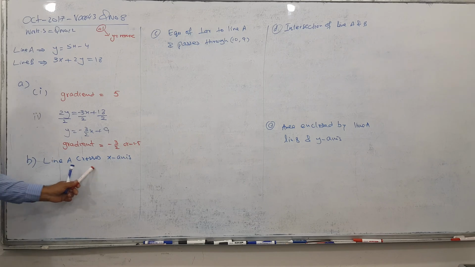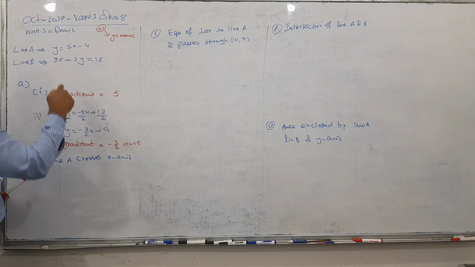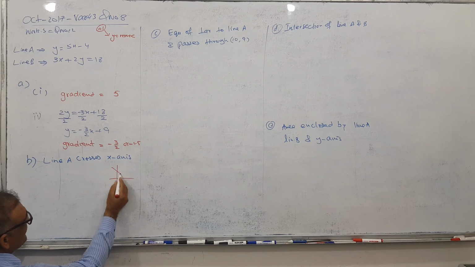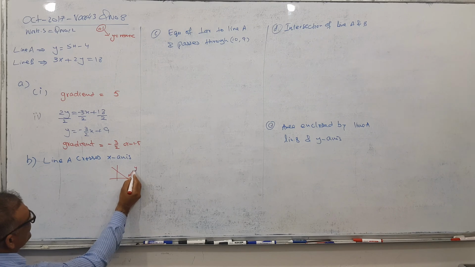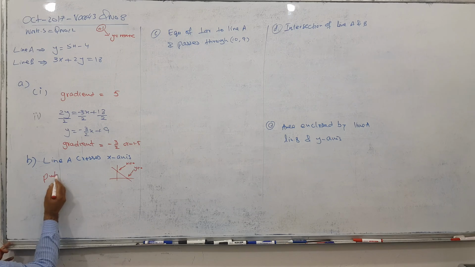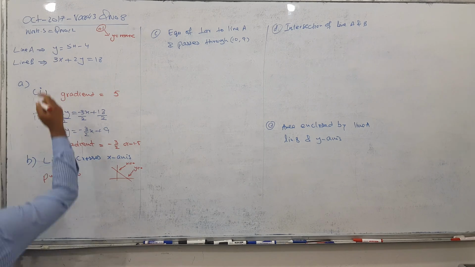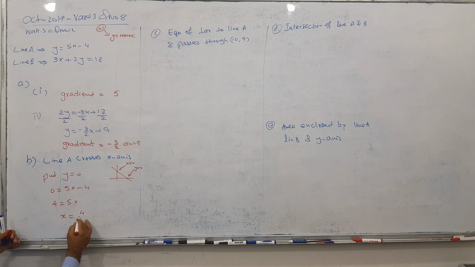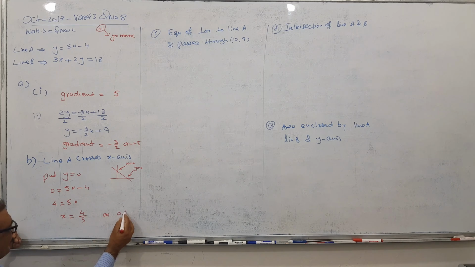Clear? Line A crosses the x-axis. All of you know, when a line crosses the x-axis, y is 0 at this point, and on the y-axis, x is always 0. So I will put y equal to 0 in the first line: 0 equals 5x minus 4. 4 goes to this end, and divide by 5x. I got 4 by 5, or you can say 0.8. So the answer is x is 0.8 and y becomes 0.